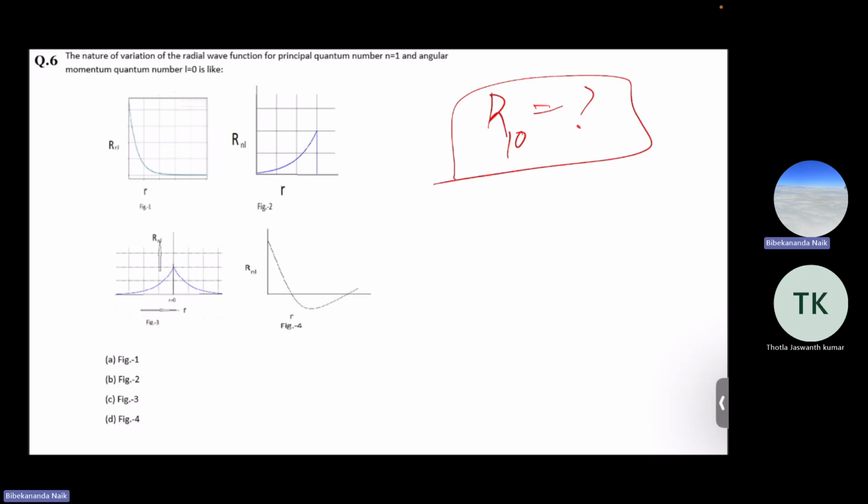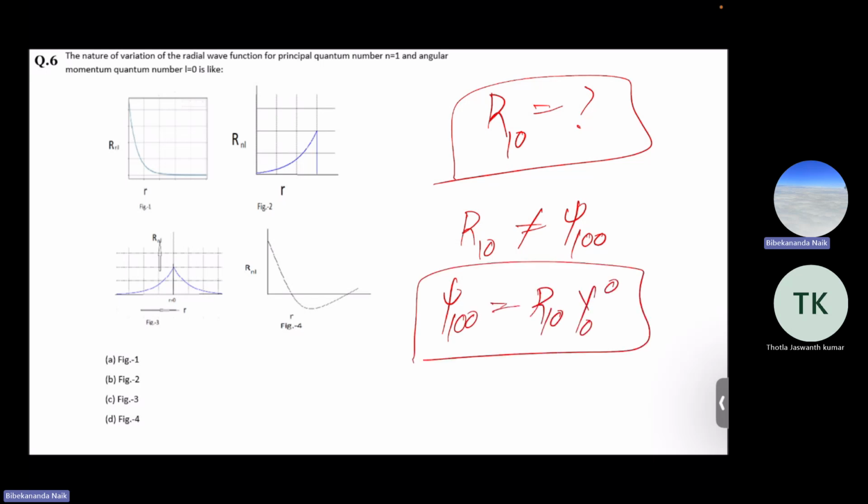You should keep in mind that R10 is not equal to psi 100, because psi 100 is R10 into Y00. So we need to find out R10 and then we can get the correct answer. I'll give you a few minutes and then we will discuss.